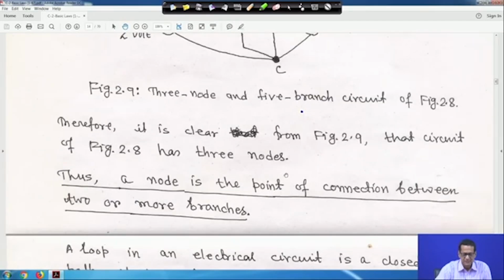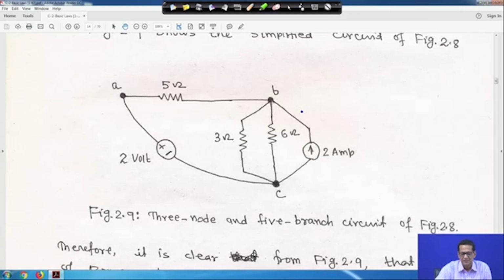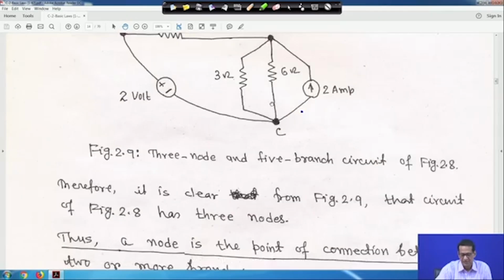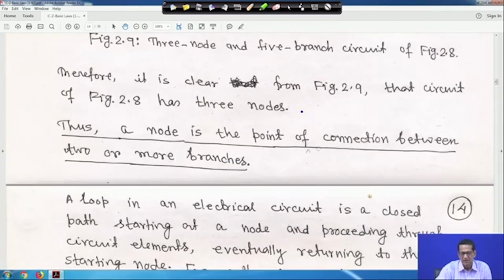So figure 9 shows this. Now the question is, a node is the point of connection between 2 or more branches. If you take this node, say node B, at least 2 or more branches are connected here. If you take point A, at least 2 branches are connected, and here also at least 2 or more branches are connected. That is called a node. Therefore, a node is the point of connection between 2 or more branches.